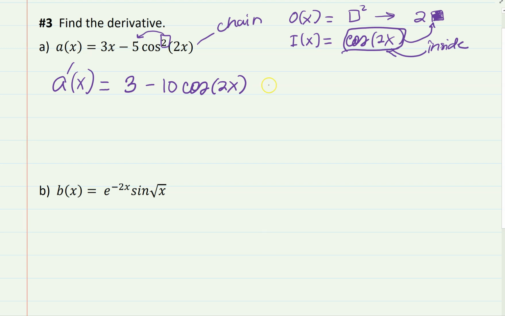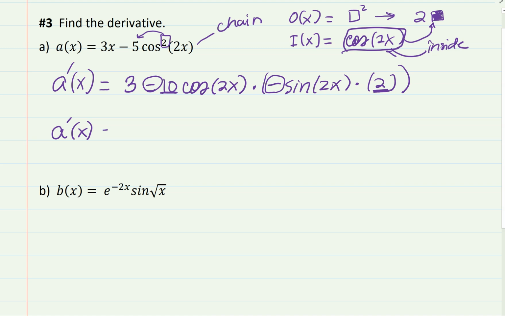Now the derivative of the inside function, which would be the derivative of cosine of 2x. The derivative of cosine is negative sine of 2x multiplied by its inside derivative, which is 2. So altogether, we have 2 multiplied by 10 is 20. Negative times a negative is a positive. So then the derivative of part A is 3 plus 20 cosine of 2x multiplied by sine of 2x.